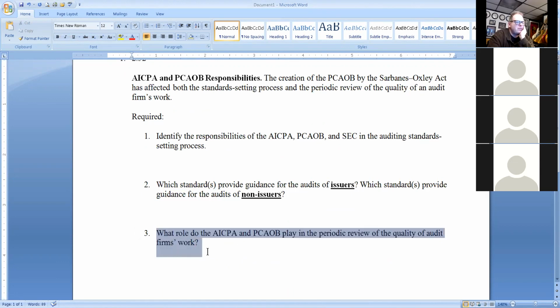Hold off on this one. So basically, see if you can just write up a sentence on each one of these, on what the AICPA does, PCAOB, and SEC does, and then who has responsibility for issuers and who has responsibility for non-issuers. I think we talked about that in the handout. Oh, it's page 66 in the 7th edition. So 69 in the 8th edition, 66 in the 7th edition.